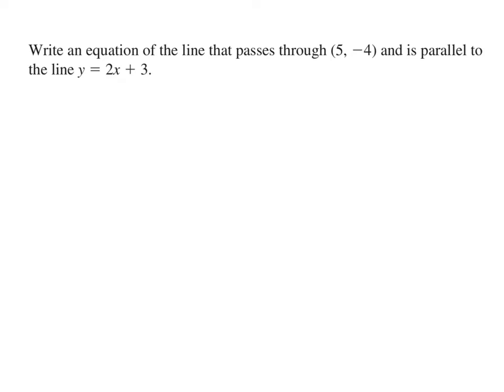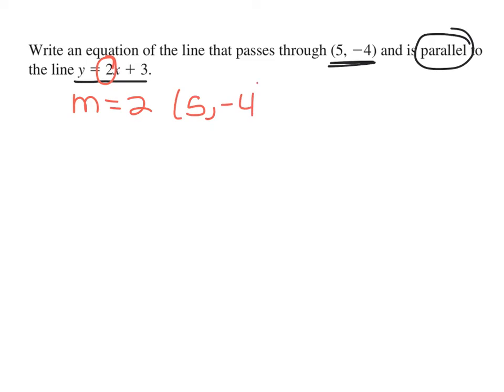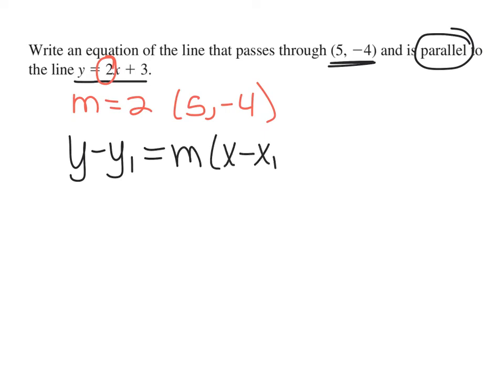And then the other thing we need to be able to do is write the equation of the line if we know it's passing through the point 5, -4, and it's parallel to the line y equals positive 2x plus 3. Well, if it's parallel, that means the slope is the same. The slope of this equation is 2. So we know m equals 2, and we have the point 5, -4. And we can use what we learned yesterday, the point-slope form: y minus y1 equals m times x minus x1.